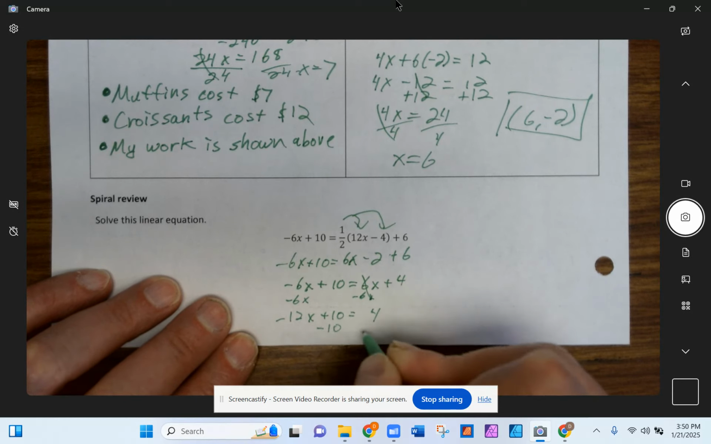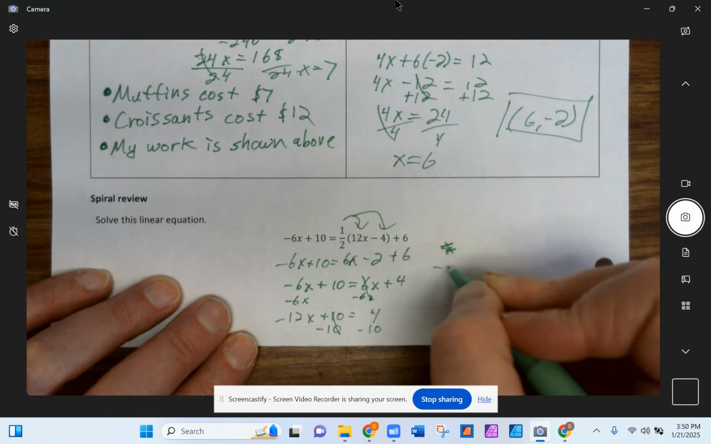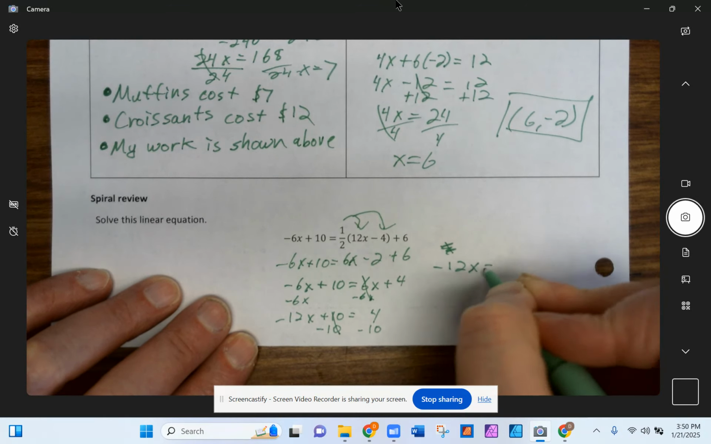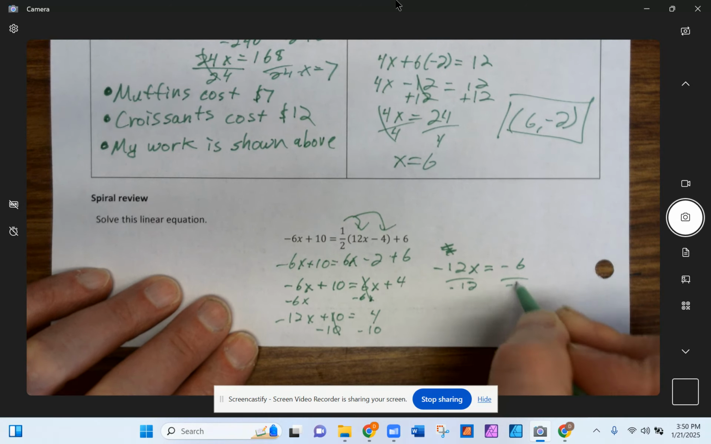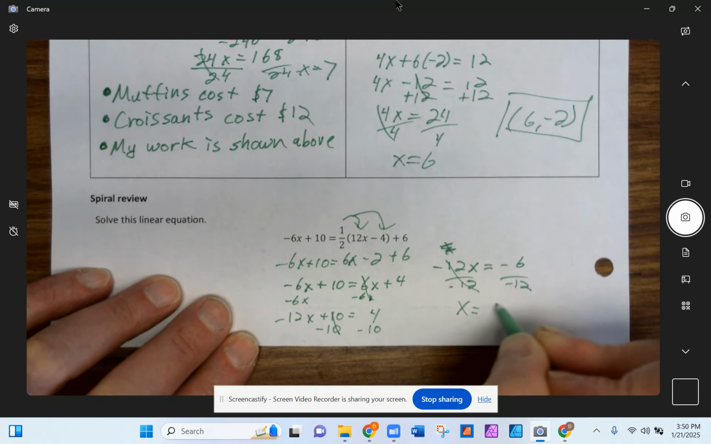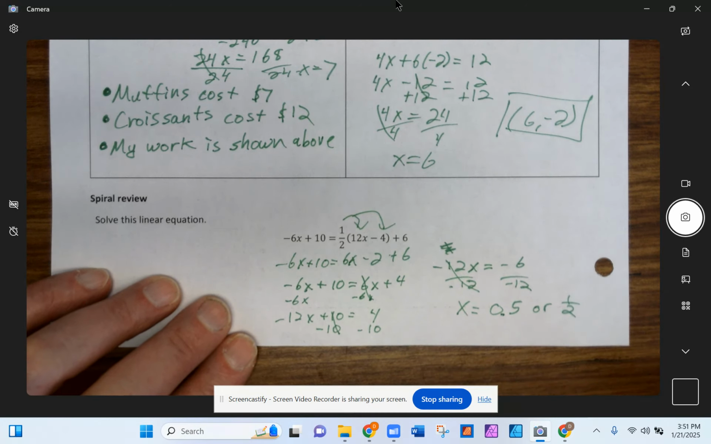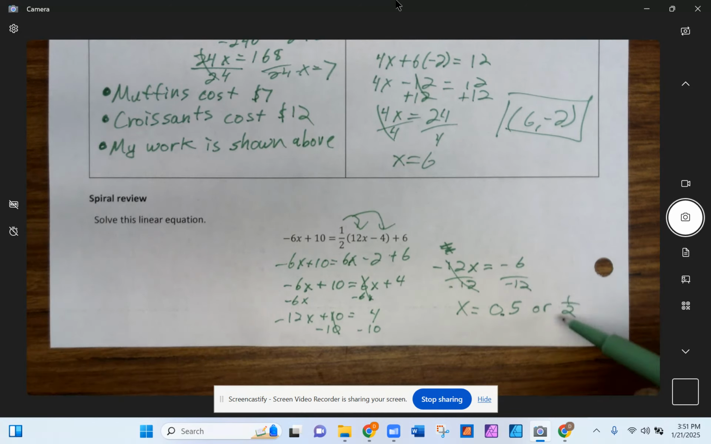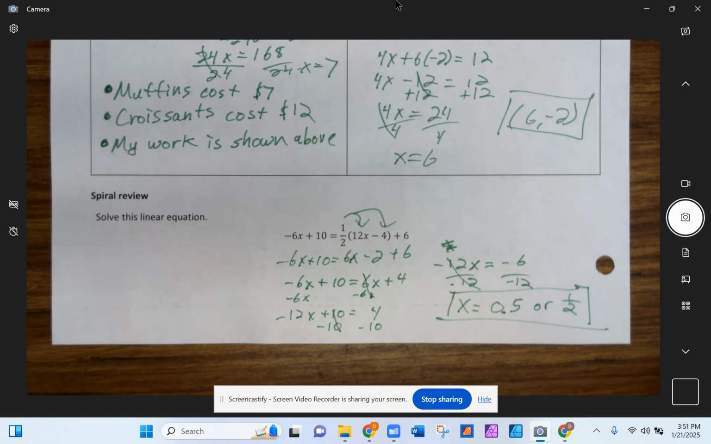We'll subtract 10 here. I'll bring it over here. Negative 12x equals negative 6. We'll divide by negative 12. Since we're dividing by a negative, the negatives cancel to become a positive. So I end up with 1/2, and that's our answer there. Ta-da!